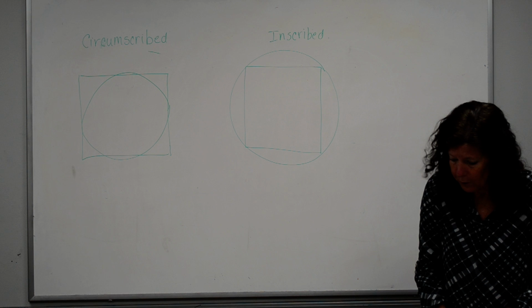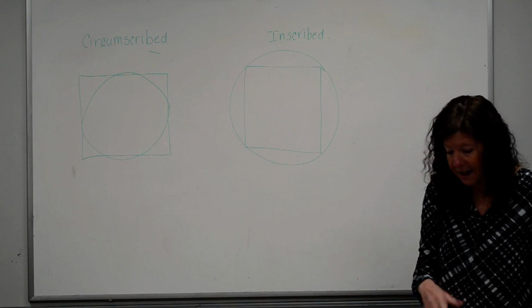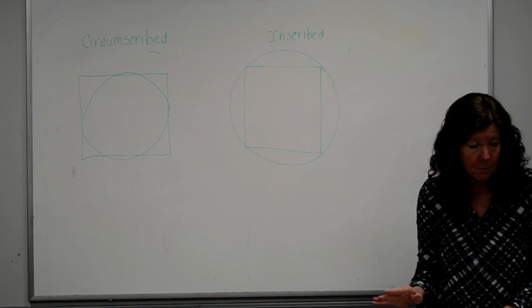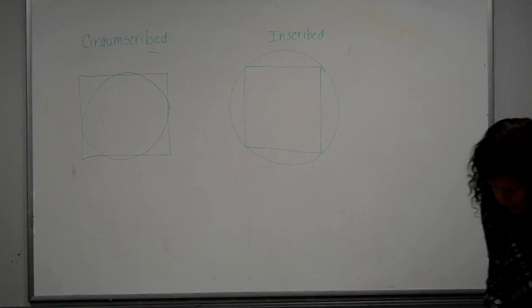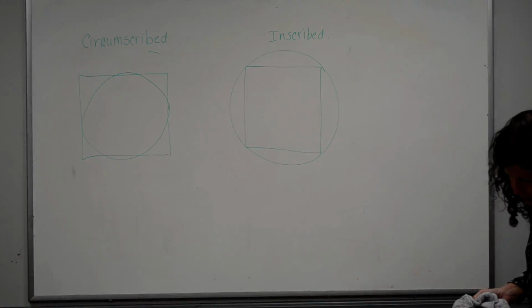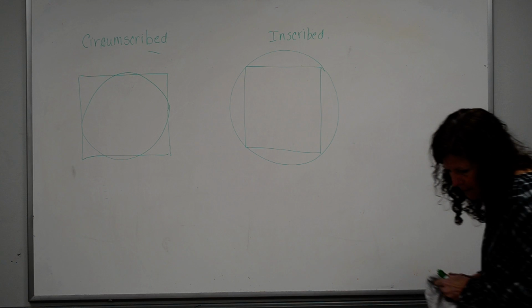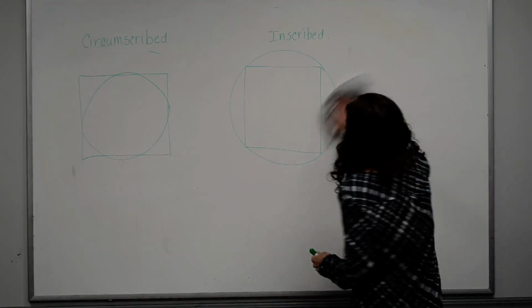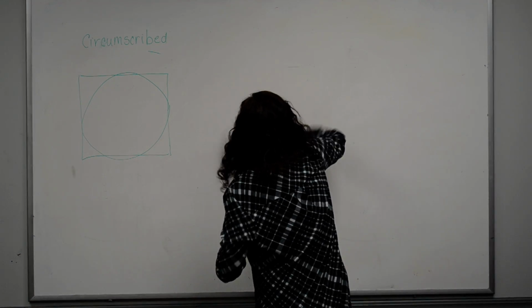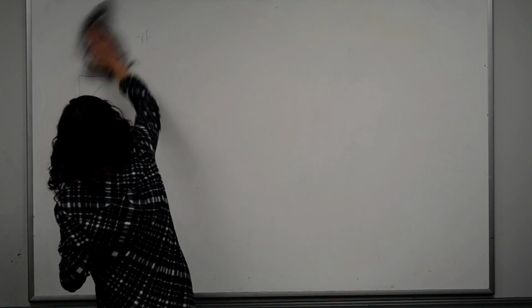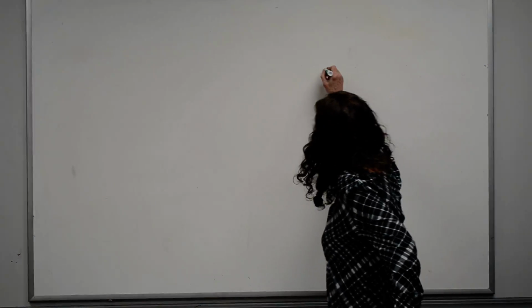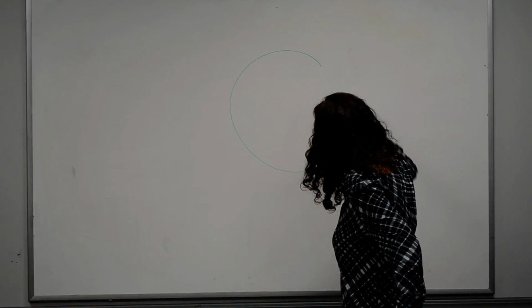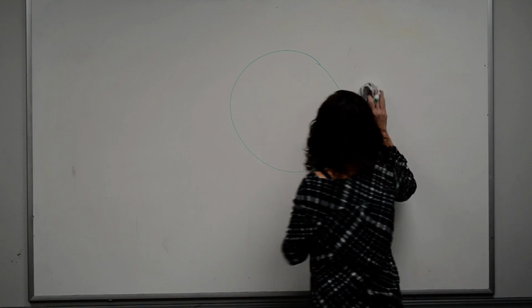Now there are proofs that can be written with these, but we're not going to be doing proofs. There's enough other stuff to do with them. So let's do a problem that might have something to do with this stuff. All right, let's say I got circle O.